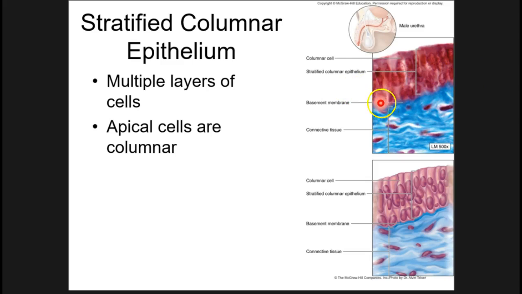Stratified columnar. So they are taller than they are wide, especially on that top layer. Remember, we mostly go by the top layer, the apical layer. That basal layer kind of gets a little squished. But they are taller than they are wide on the apical layer, and they do have a relatively orderly appearance of their nuclei. I say relatively.